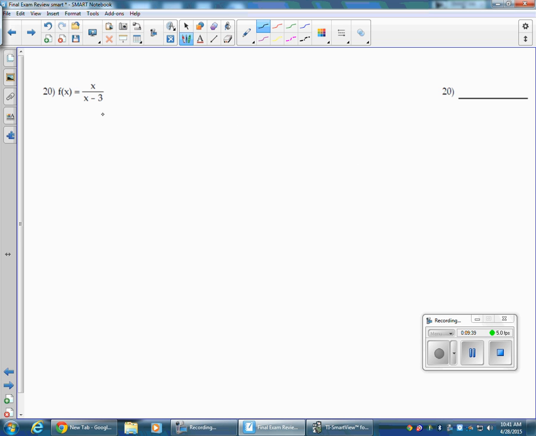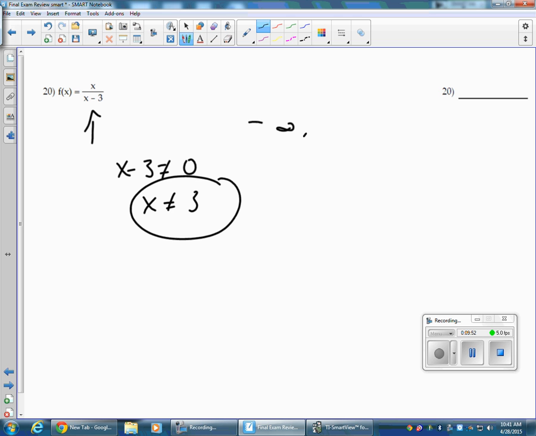Number 20, my domain is limited. I do have a denominator, and what's in the bottom can't be 0, so x cannot be 3. So either I would write x cannot be 3, or if this is multiple choice, they may have it in interval notation. If they did that, we would say our domain is from negative infinity to 3, with a parenthesis, meaning it can't touch 3, and then from 3 to infinity. So it's everything except for the number 3.